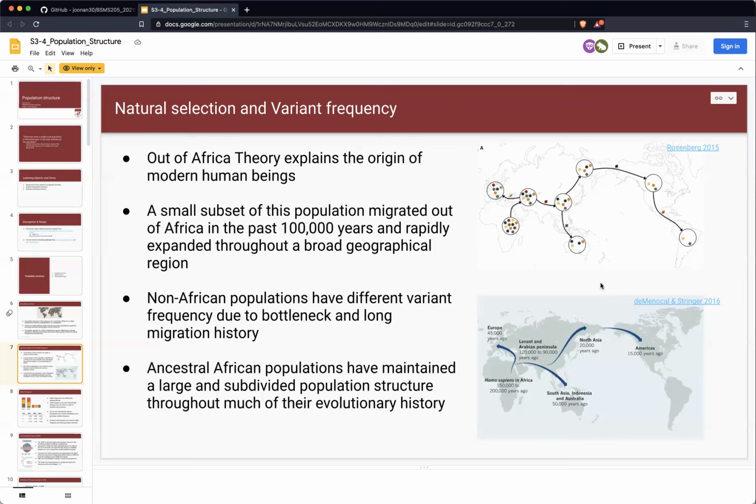So if you compare non-African populations to African populations, the first distinction is that we have a different starting point of population size. Non-African populations have a small population size due to the small set of people who migrated from the African continent. If you look at the African population at the ancestral time, they have a much larger population size, which means that they have much deeper genetic backgrounds than the non-African populations, and it's also reflected in the allele frequency as well.